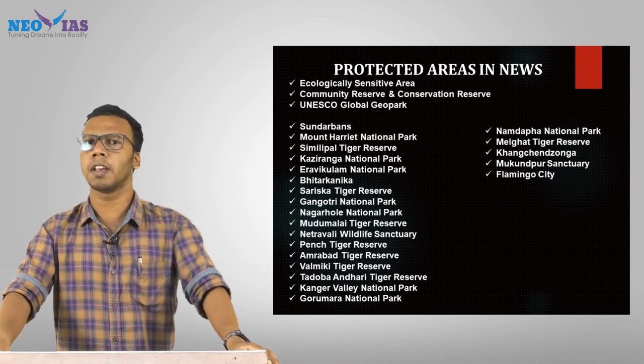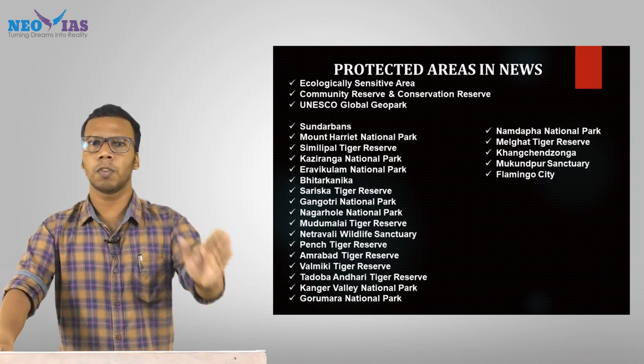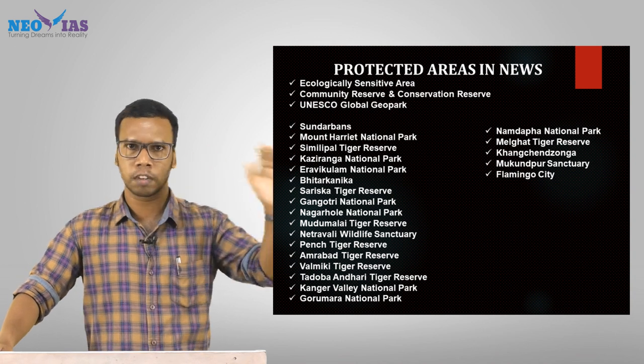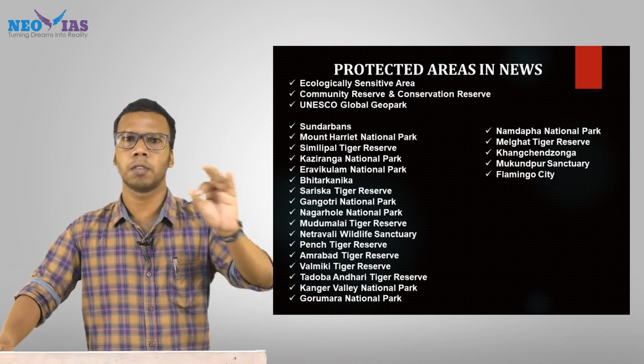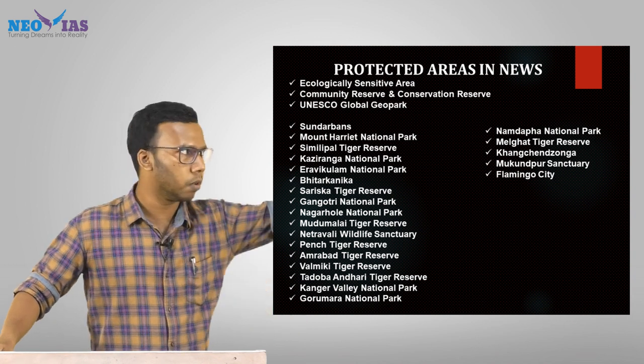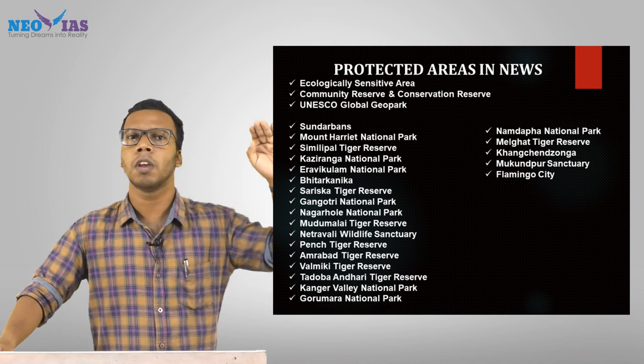You know that UPSC is asking questions related to protected areas. How they ask is, first of all, they ask about the concepts related to protected areas. For example, the concept of national park, the concept of wildlife sanctuary, the concept of biosphere reserve, the concept of world heritage site, and the concept of community reserve and conservation reserve. So they will simply ask the concept related to the protected area.